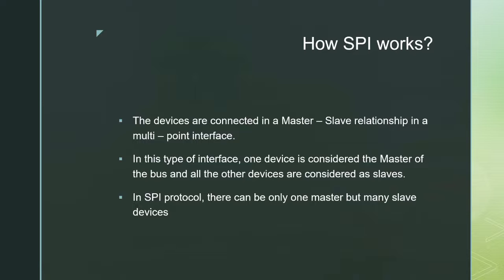How SPI works. The devices are connected in a master-slave relationship in a multi-point interface. In this type of interface, one device is considered the master of the bus and all the other devices are considered as slaves. In SPI protocol, there can be only one master but many slave devices.